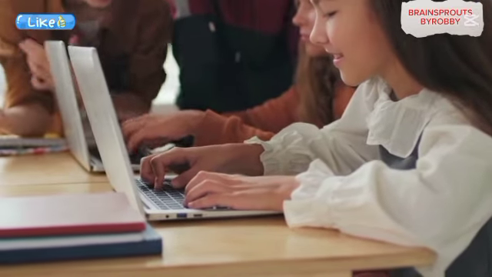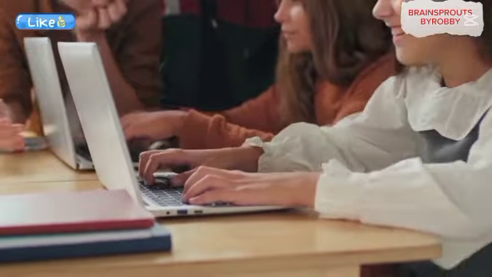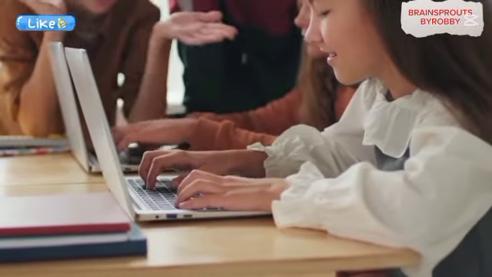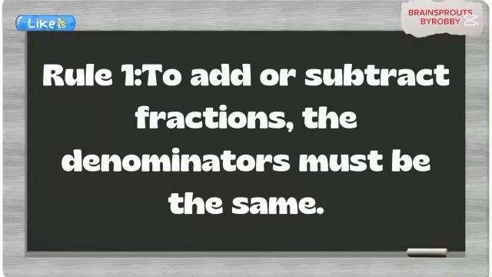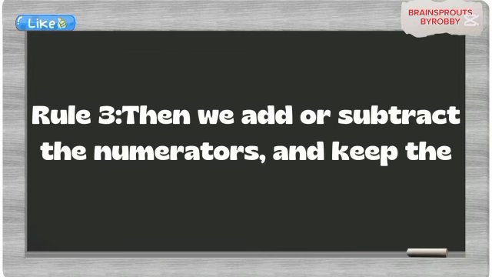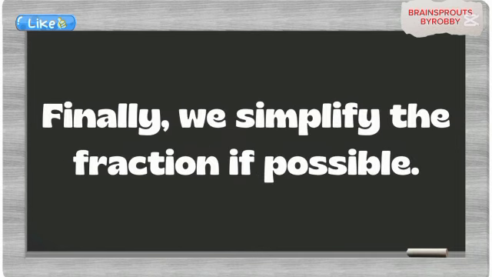Before we solve problems, let us quickly remind ourselves of some rules about fractions we must adhere to before we get the correct answer. Rule 1. To add or subtract fractions, the denominators must be the same. Rule 2. If they are not the same, we first find the lowest common denominator. Rule 3. Then we add or subtract the numerators, and keep the denominator the same. Finally, we simplify the fraction if possible.